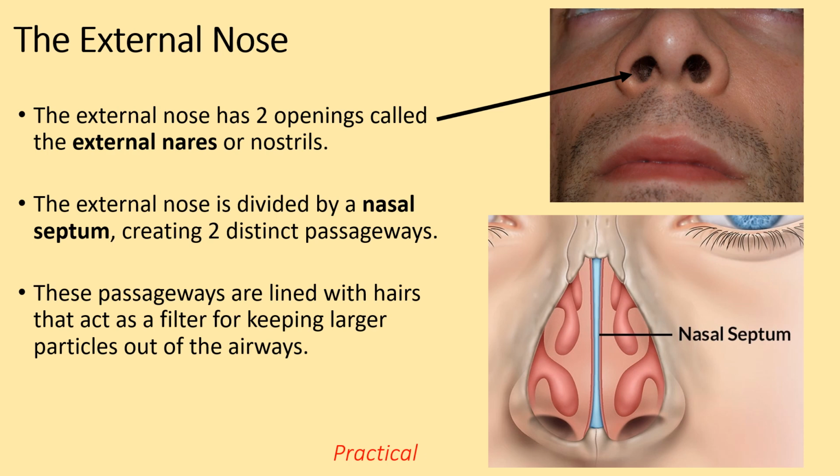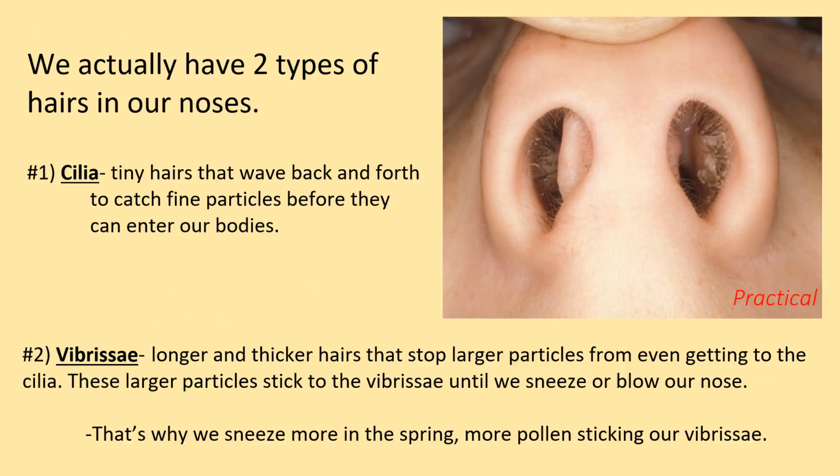External nares. Our external nose, we split into two distinct pathways using the nasal septum. So I've got a left side and a right side because of that nasal septum. These passageways are lined with hairs to help act as a filter for some of the larger particles before they get too far down into our respiratory system.